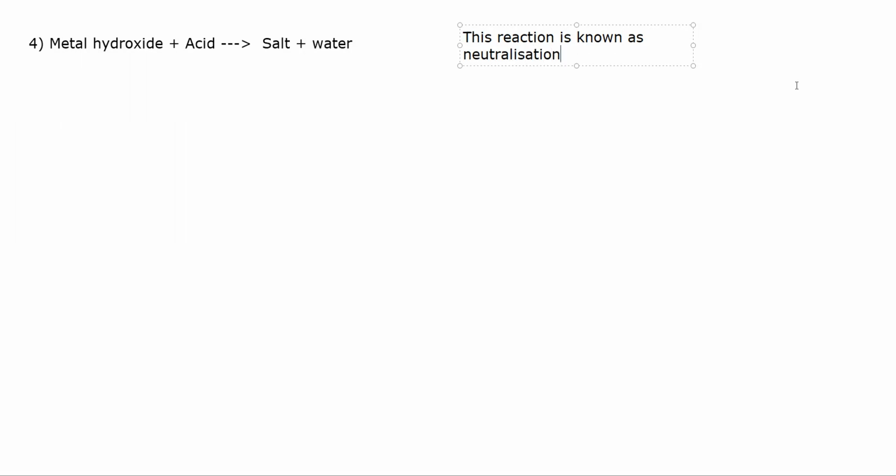Because water is a neutral product, the acid and alkali cancel out the properties of each other. They neutralize each other. So that's why we call this reaction neutralization. Metal hydroxide plus acid results in the formation of salt and water.